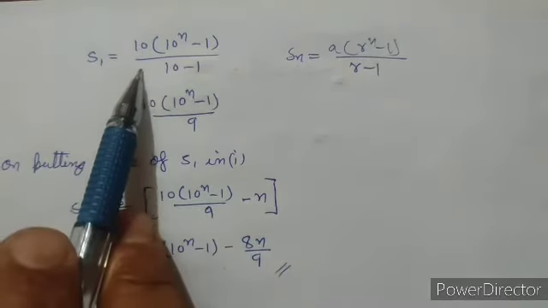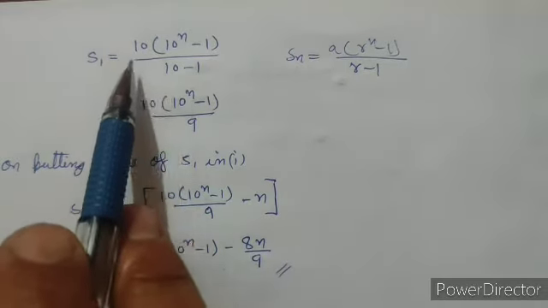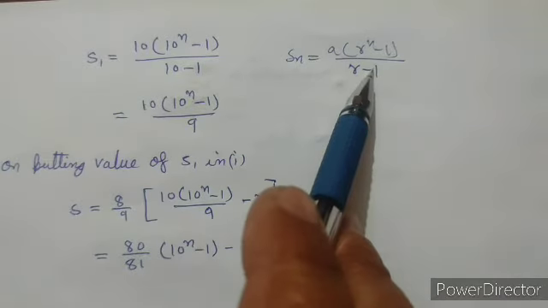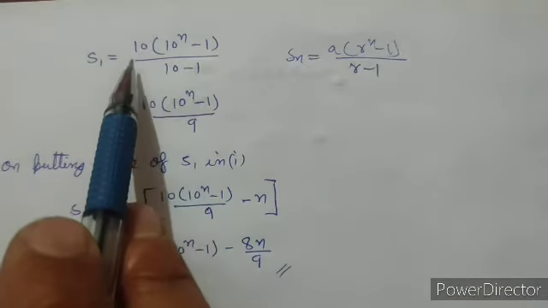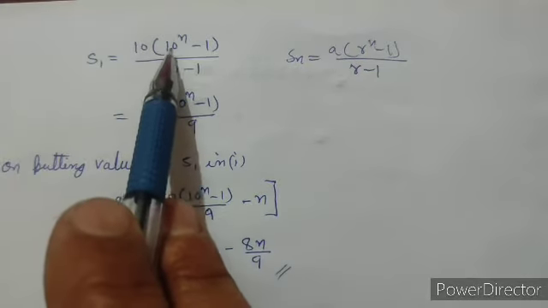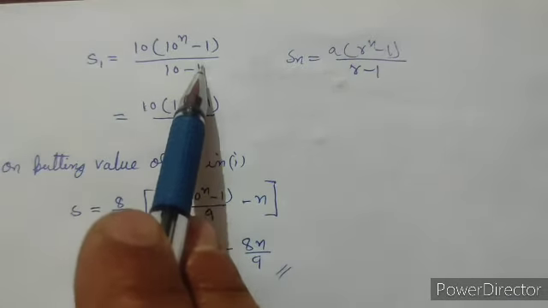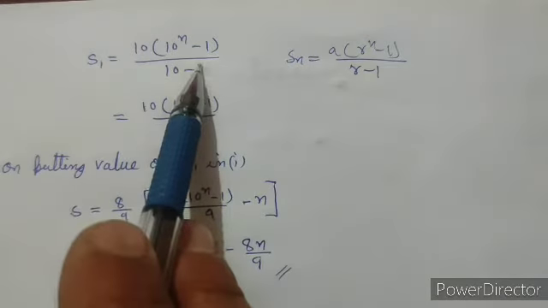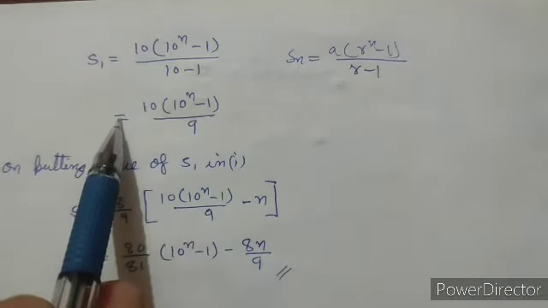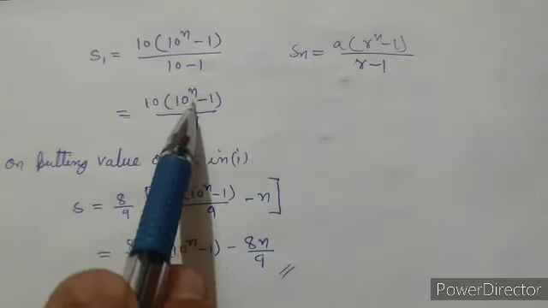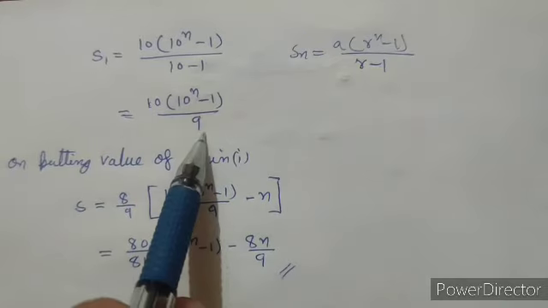Now, as Sn is equal to a(r^n - 1)/(r - 1), here S1 will be 10 into (10^n - 1)/(10 - 1), as here a is equal to 10 and r is equal to 10. This will give us the value of S1 as 10 into (10^n - 1)/9.